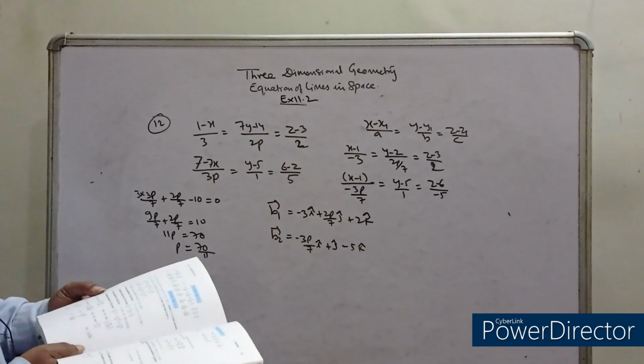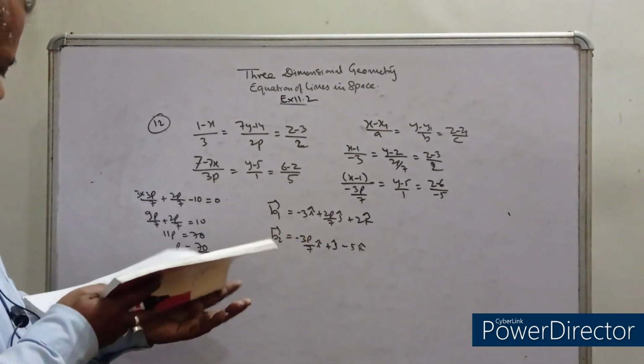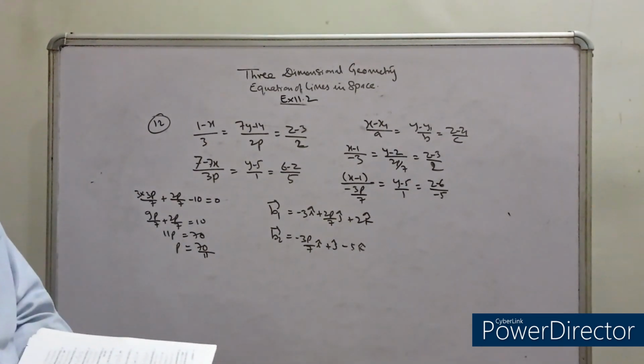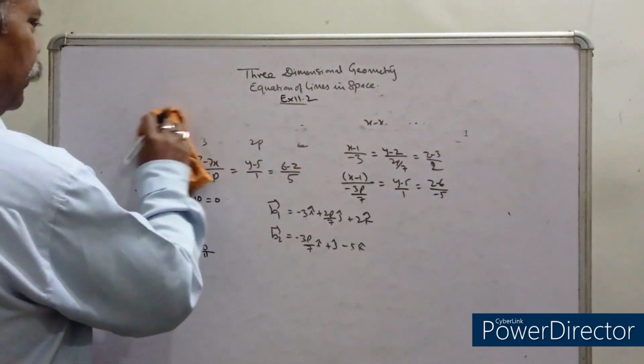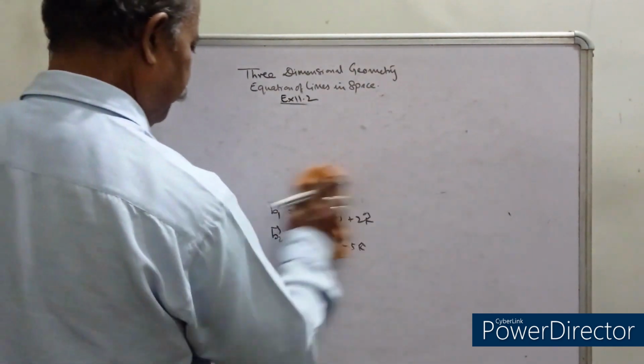11.2, 70 by 11, it is correct. Your question number 13 is the same as question number 12, so you can do it yourself. Now I am going to question number 14.